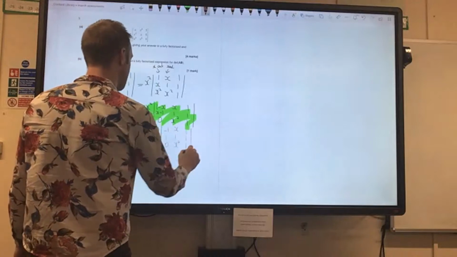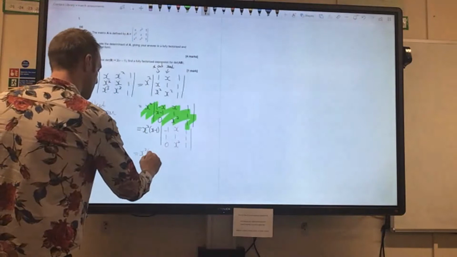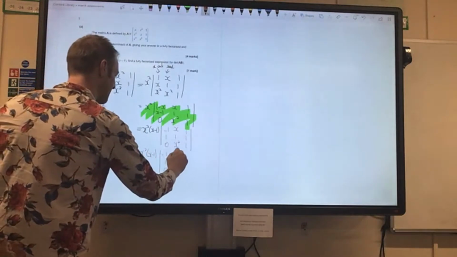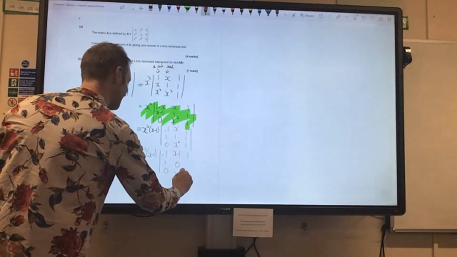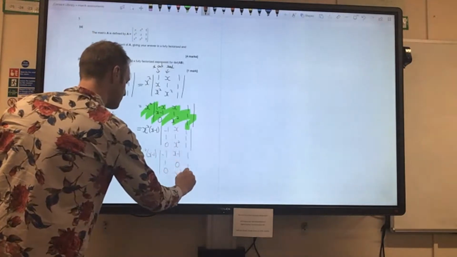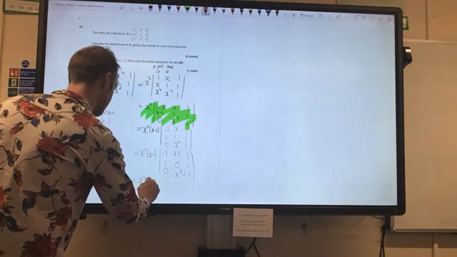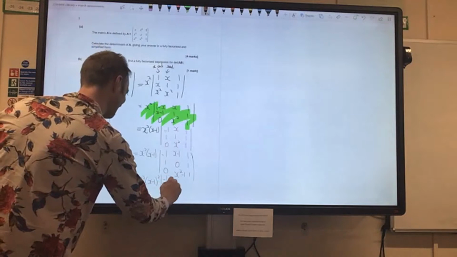Now that would be enough to get me full marks, but I suppose I've started, so I'll finish. I'm on a roll. I'm going to do the same thing again. And I can take another factor of x minus 1 out, because of a difference of 2 squares.